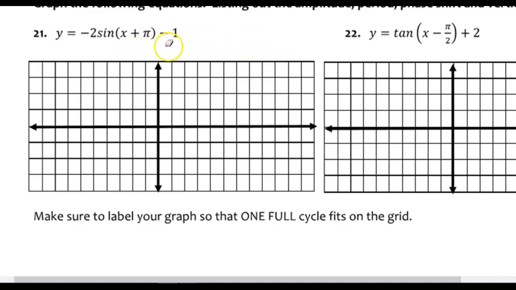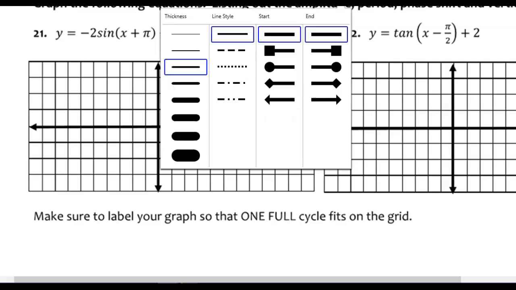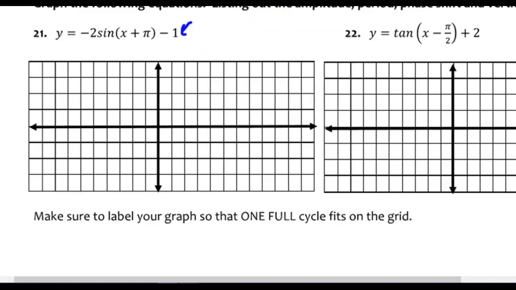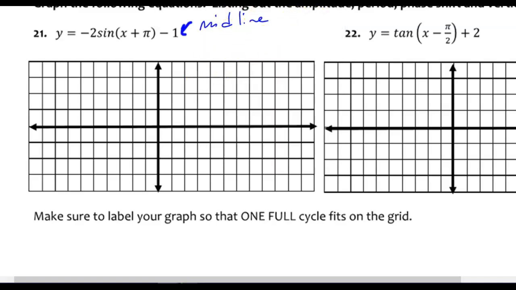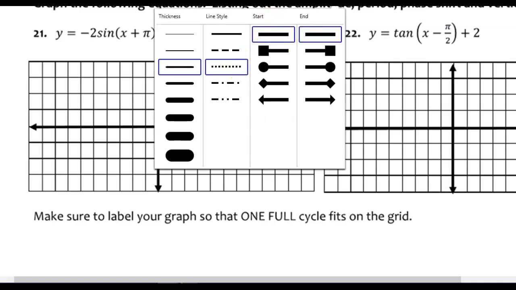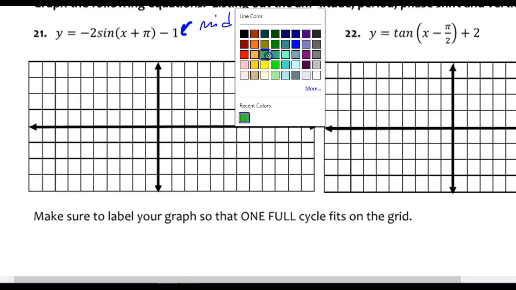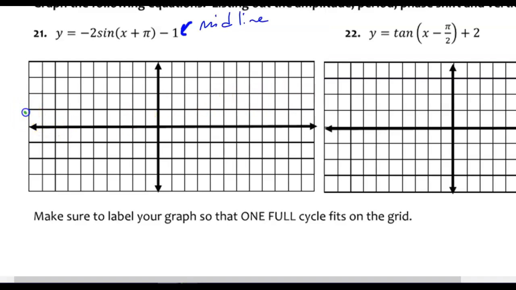Let's identify some parts, the midline. The midline is your vertical translation. All right, so this is up one. So that's my midline. So I'm going to start there. I'm going to put my midline on this graph so you can see it. So bear with me. Let's do a dash line. Right there. Dash line. And let's make it another color. Let's say green. So there's my midline.